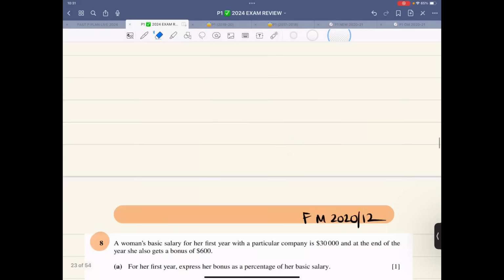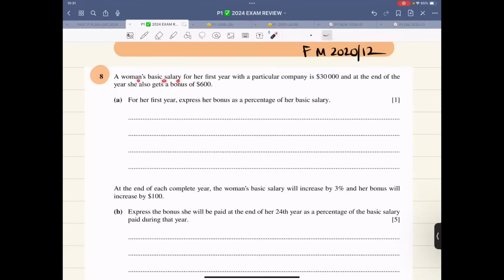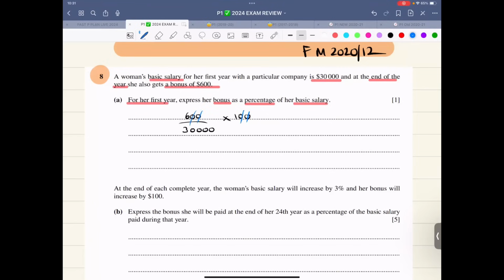So now let's look at some series, AP and GP questions. Look at the first question. The question says a woman's basic salary for her first year with a particular company is $30,000. That is the basic. And at the end of the year, she also gets a bonus of $600. For her first year, express the bonus as a percentage of her basic salary. That is something very basic. 600 divided by 30,000 times 100. Cancel off the zeros. 1, 2, 3, 4. 1, 2, 3, 4. 6 over 3. That is 2%.